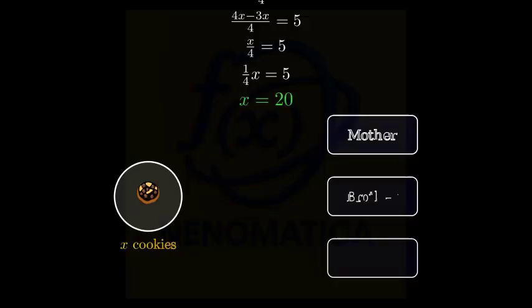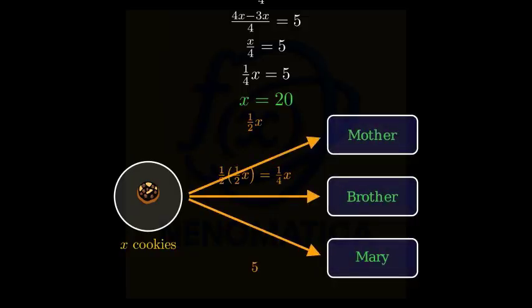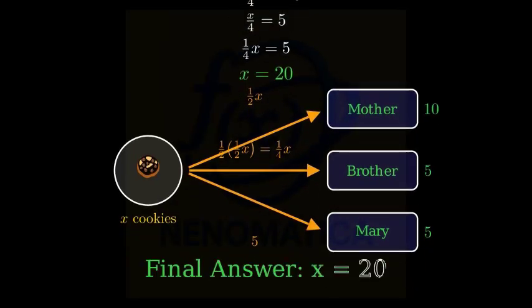A quick sanity check. If x equals 20, then half, 10, go to the mother. Half of the remainder, 5, go to the brother. That leaves 5 biscuits for Mary. The arithmetic matches our story perfectly. Therefore, the original number of biscuits was 20.